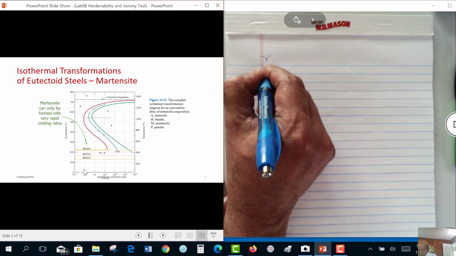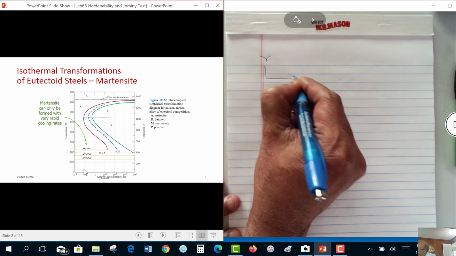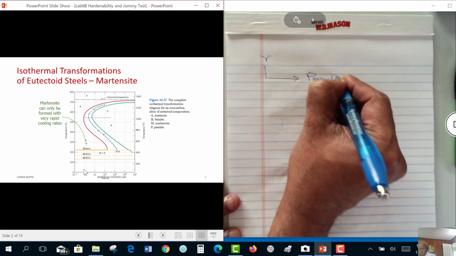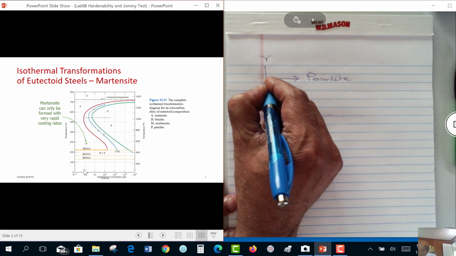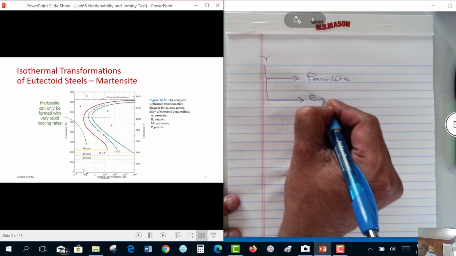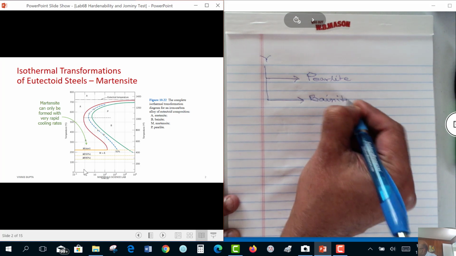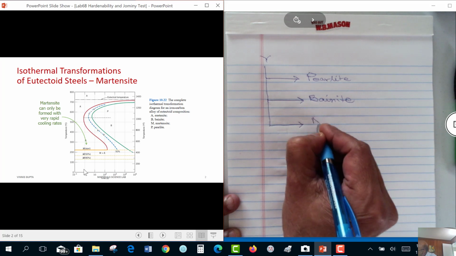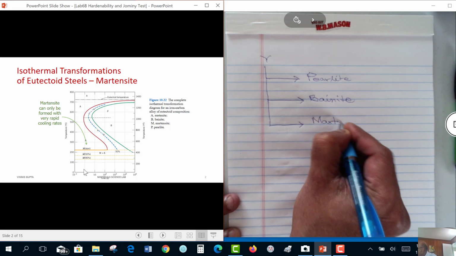Austenite, when cooled, can become pearlite. Below nose temperatures, it can become bainite. And of course, below martensite finish temperature, it becomes martensite.